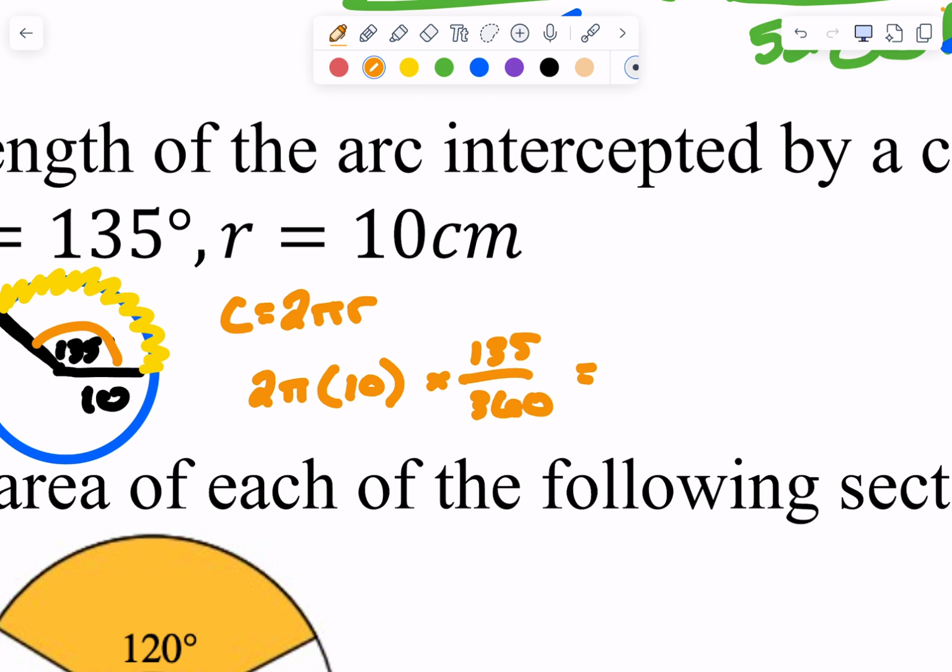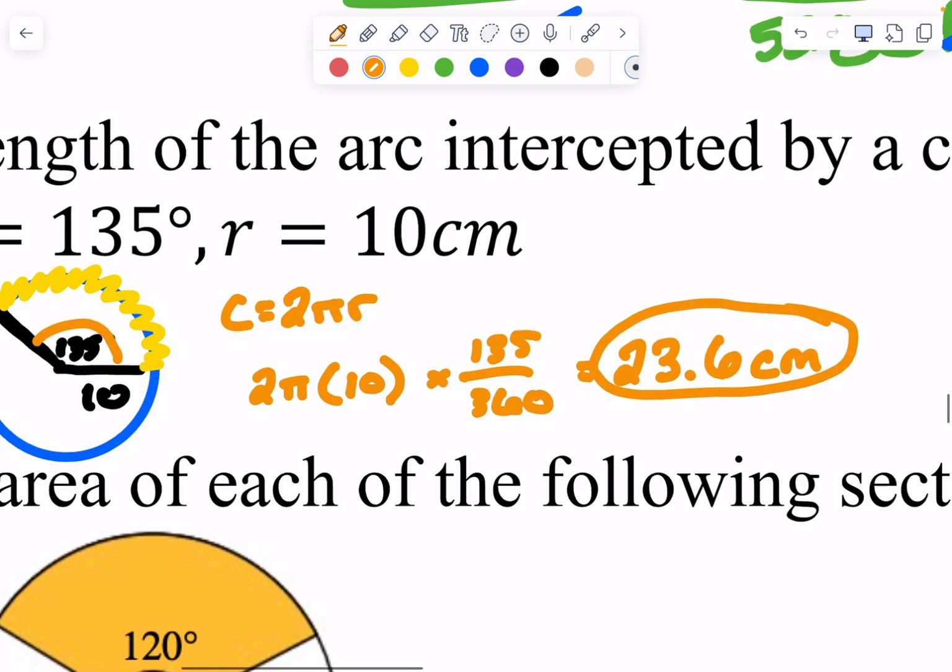So maybe practice typing that in: 2 times pi times 10 times 135 divided by 360. 23.6 centimeters.